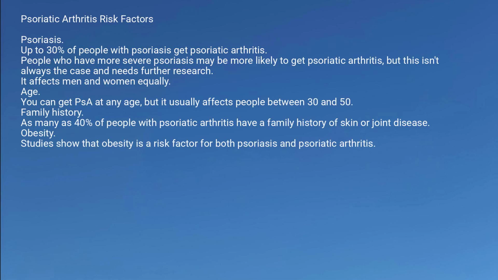Psoriatic arthritis risk factors. Psoriasis. Up to 30% of people with psoriasis get psoriatic arthritis. People who have more severe psoriasis may be more likely to get psoriatic arthritis, but this isn't always the case and needs further research. It affects men and women equally. Age. You can get PSA at any age, but it usually affects people between 30 and 50. Family history. As many as 40% of people with psoriatic arthritis have a family history of skin or joint disease. Obesity. Studies show that obesity is a risk factor for both psoriasis and psoriatic arthritis.